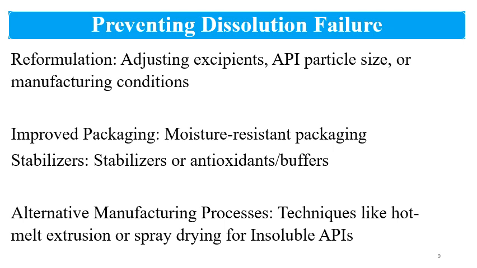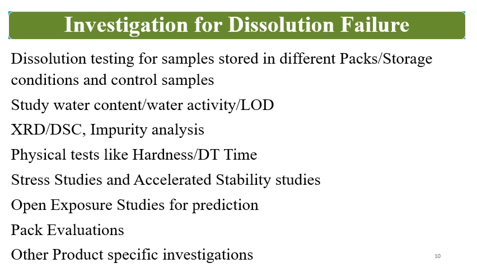If you have a product containing an insoluble API, you can improve the solubility by making a solid dispersion by HME or spray drying. You can optimize the formulation and particle size of the API for soluble types of formulations. So depending on the formulation type, the type of remedies will be there.